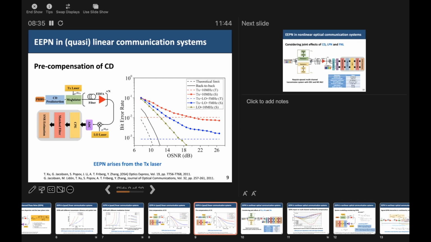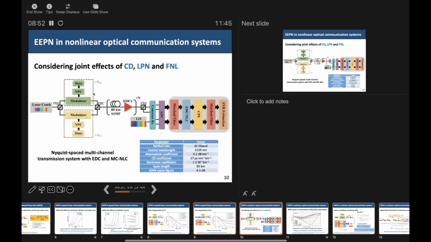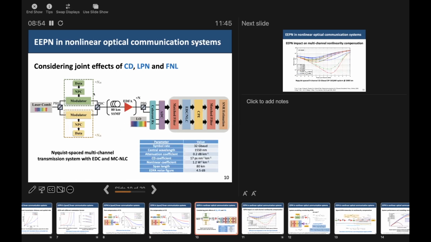In this case, we can predict that there will be interaction between the transmitter laser phase noise and the fiber dispersion. So the EEPN arises from the transmitter laser and the fiber dispersion. Previously, those were the early works on the analysis of the origin of the equalization enhanced phase noise in linear systems. We have been involved in some of that work.